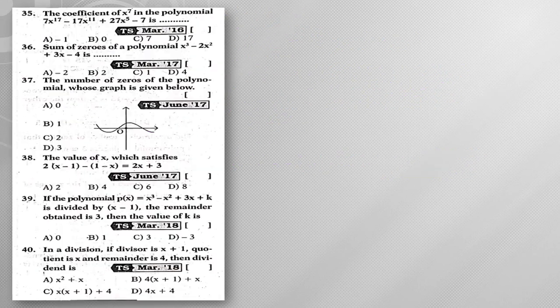Next, moving on to question number 35. The coefficient of x power 7 in the polynomial. If you observe this polynomial, here you are having x power 17, x power 11, x power 5 and constant. There is no x power 7 term, right? So if there is no x power 7 term, that means it contains 0 into x power 7. Then what is the coefficient of x power 7? So the coefficient of x power 7 is 0.